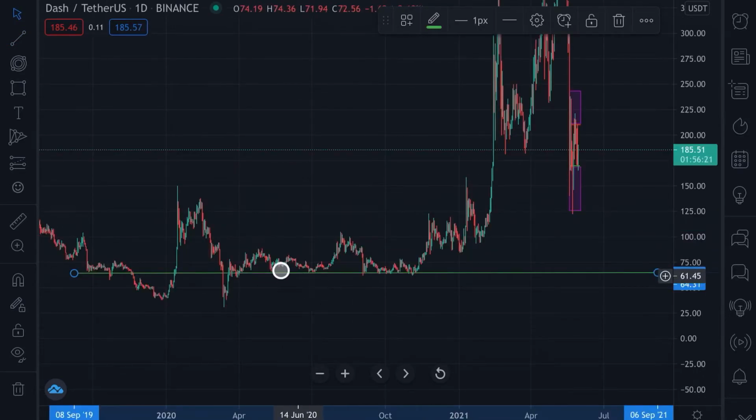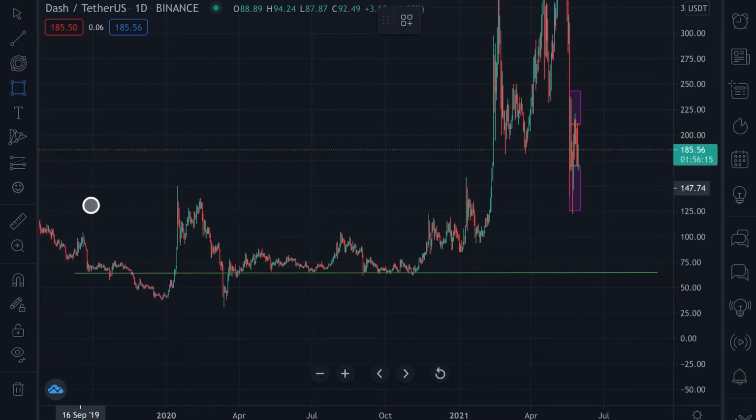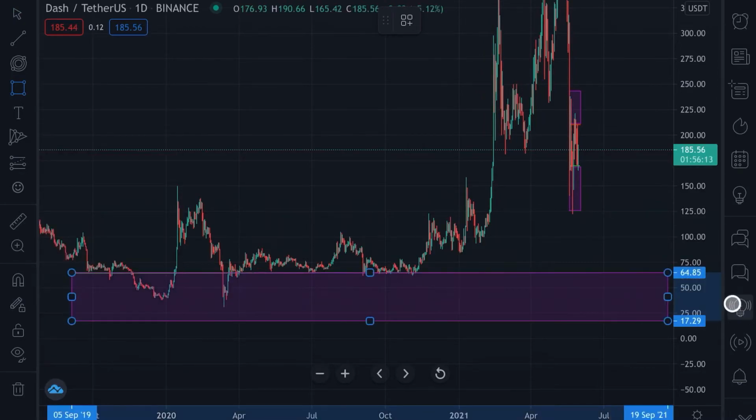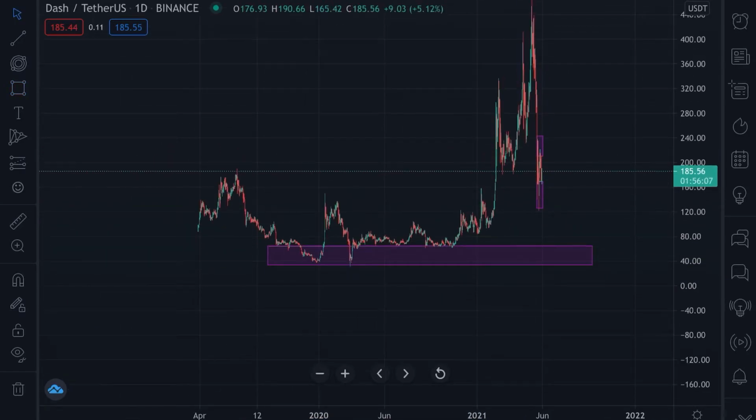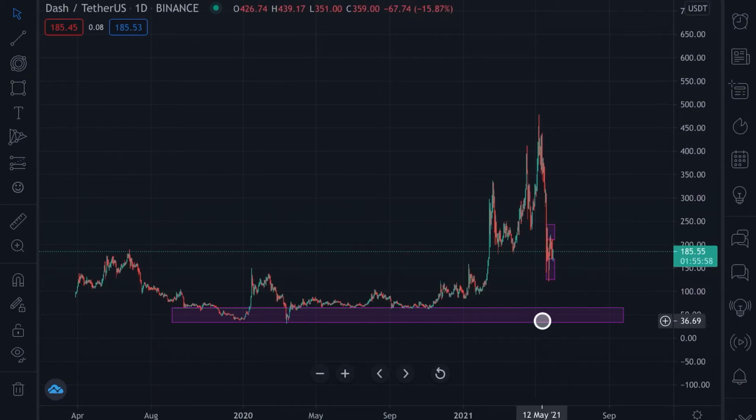So this is a support zone where price fails to break beneath several times, and when it does, it doesn't stay beneath the zone for long. So you can use this in your bigger picture trading to identify when you're getting to a crucial support or resistance zone. That would be a valid support zone there.